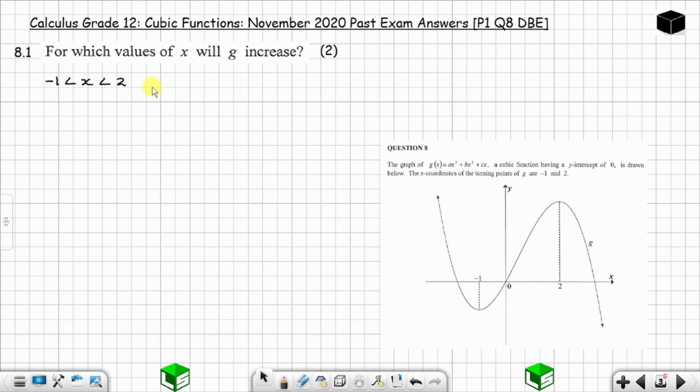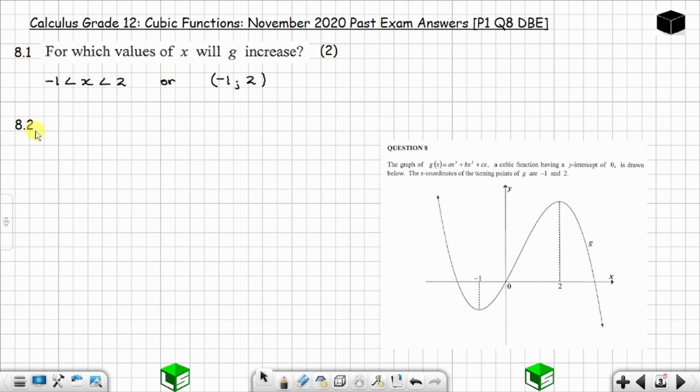Or you can also write the answer in interval notation like this, having the round brackets around -1 to 2. So the graph of g is increasing on this interval. You can give your answer like this or like this. Now let's move on to the next question, which is 8.2.